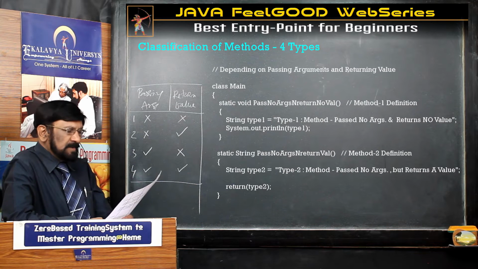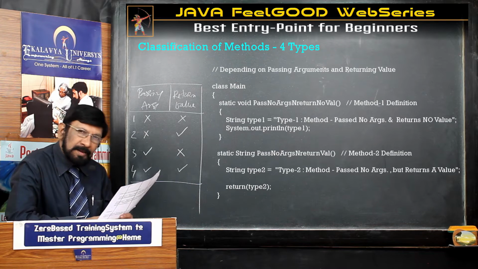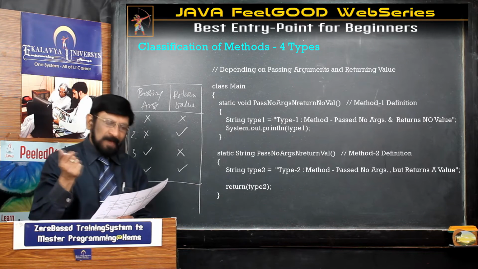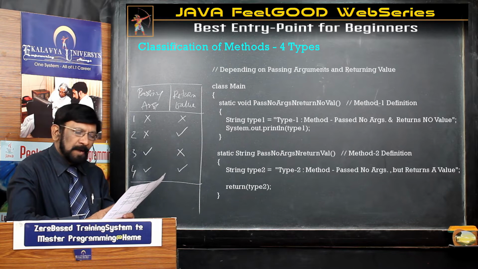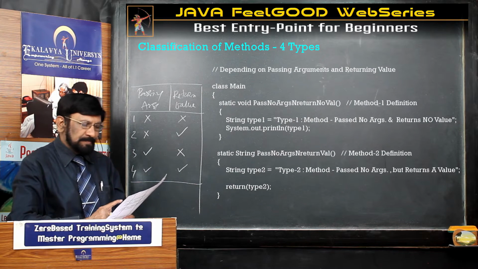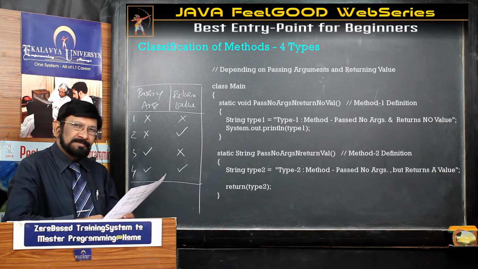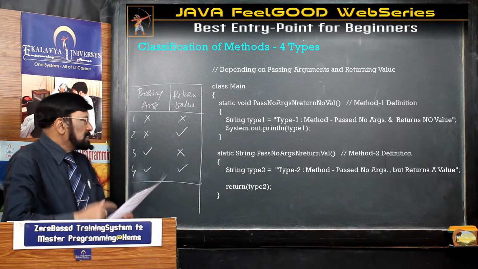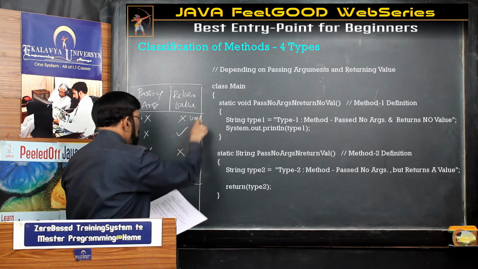Okay. Second one is the second method definition: pass no argument and return a value. Here the same string I defined. Type 2 method passes no arguments but returns a value. Okay. Now I am returning in type 2. Now if you see that, what is the difference? The first method is not returning anything. That's why I made its type void.